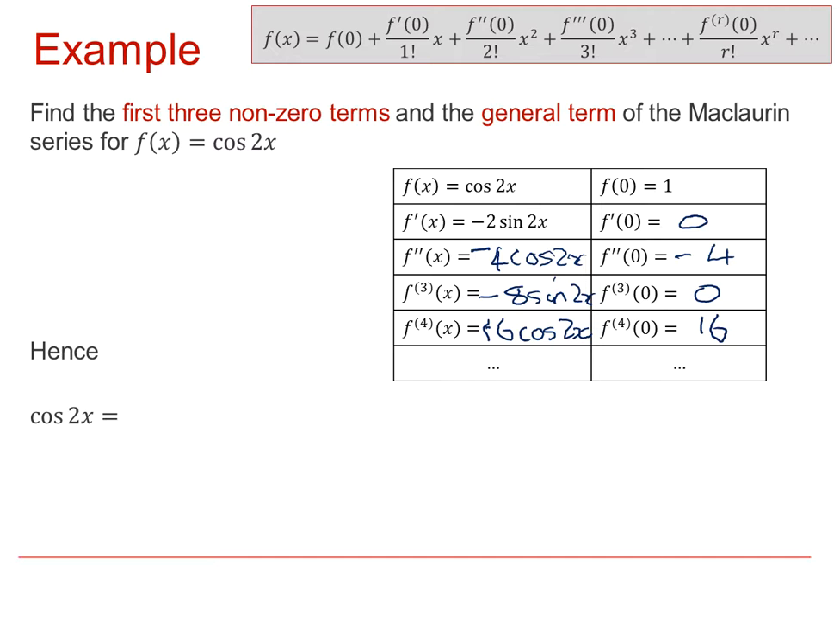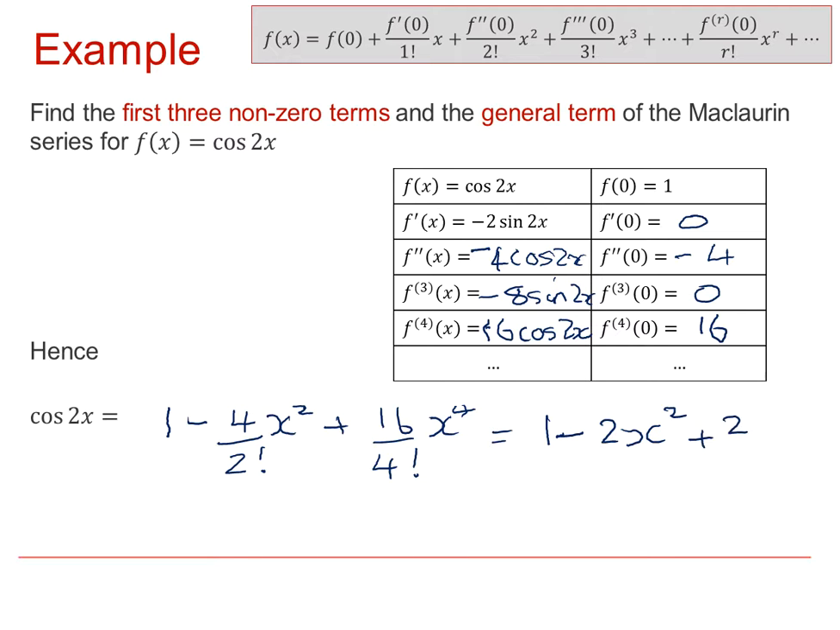Hence, if we look at the first three non-zero terms, that will give us 1 minus 4 over 2 factorial x squared plus 16 over 4 factorial x to the power 4, which we can simplify down to 1 minus 2x squared plus 2/3 x to the power 4.